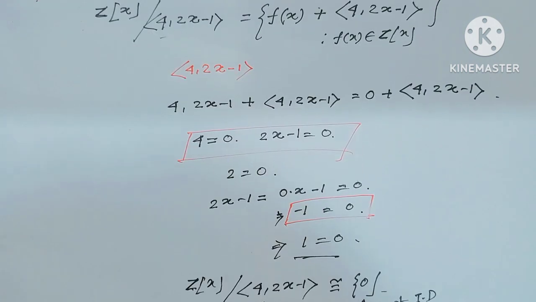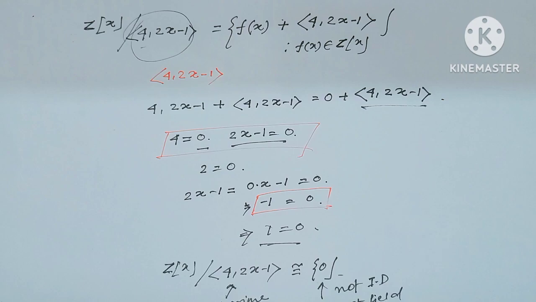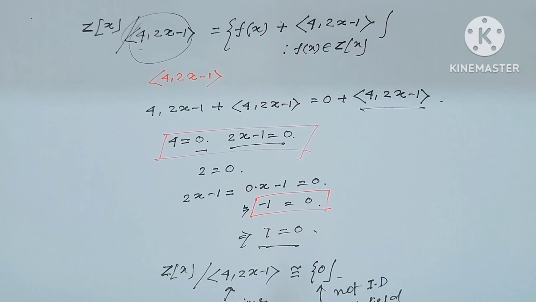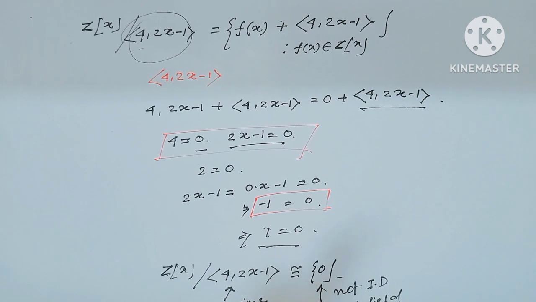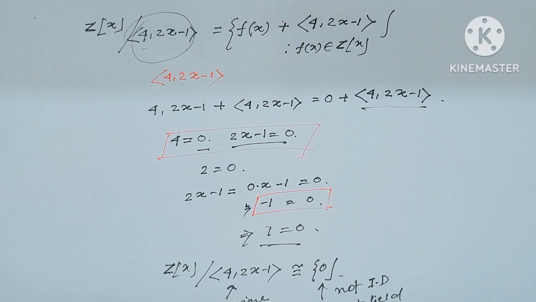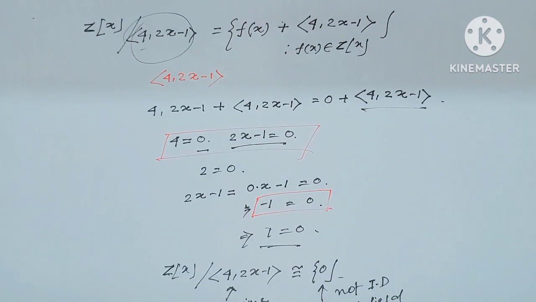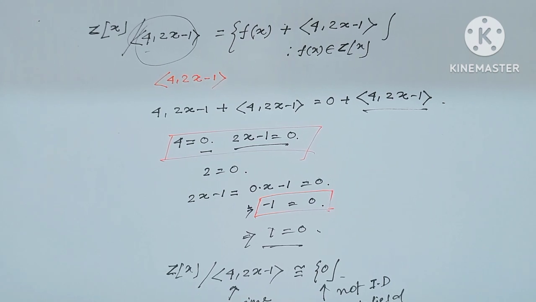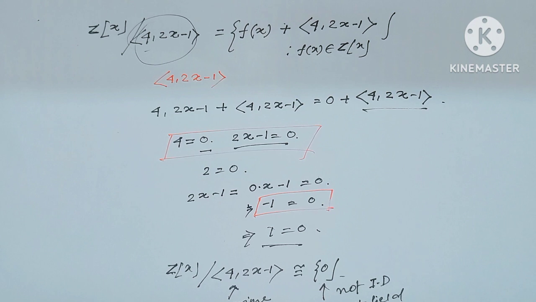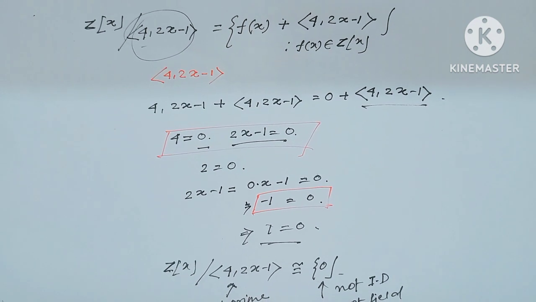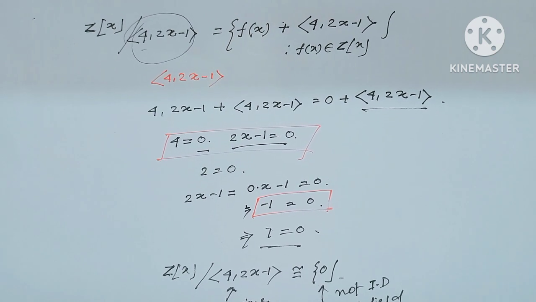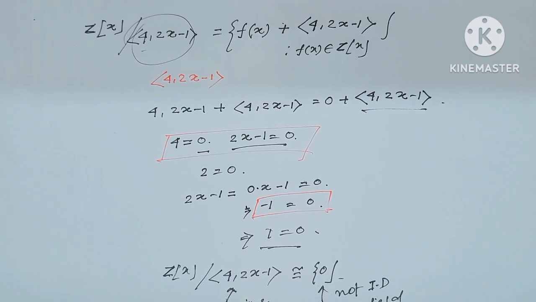This type of concept is actually very important. If you can understand this question easily, then you can verify any type of question easily. Here the only method is, since in this question the ideal is generated by 4 comma 2x minus 1, that implies 4 equal to 0 and 2x minus 1 equal to 0.